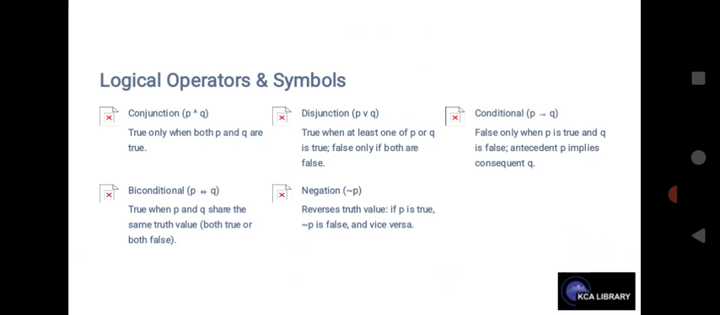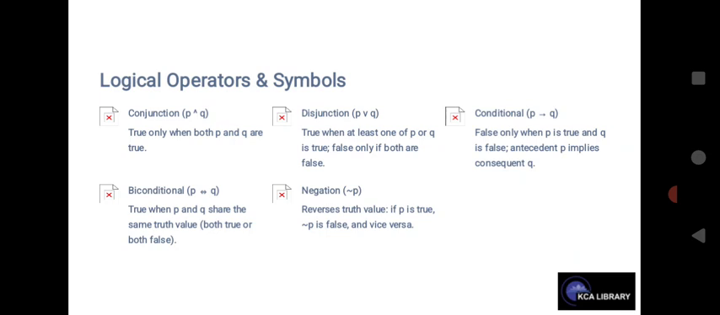So let's look at logical operators and symbols in detail. When you are studying logic in mathematics, we come across these symbols. For conjunction, you see this symbol. A conjunction is true only when both P and Q are true. While a disjunction is true when at least one of P or Q is true, but it is false only if both are false.